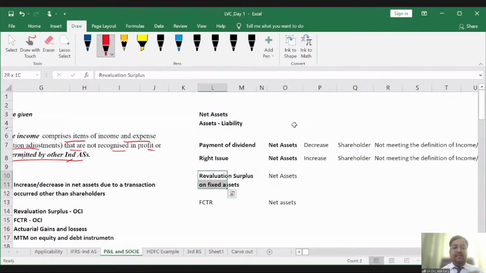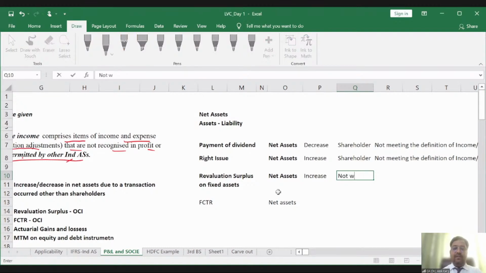Revaluation surplus on fixed assets, as per Ind AS 16, property, plant and equipment. If there is a revaluation surplus on the fixed assets, whether net assets will increase or decrease? Net assets will increase, of course, because we have restated our fixed assets at fair value. But whether this transaction is with the shareholder, the answer is no, not with the shareholder. Okay.